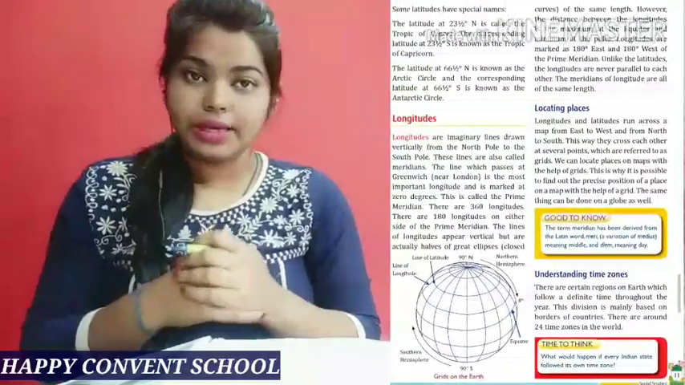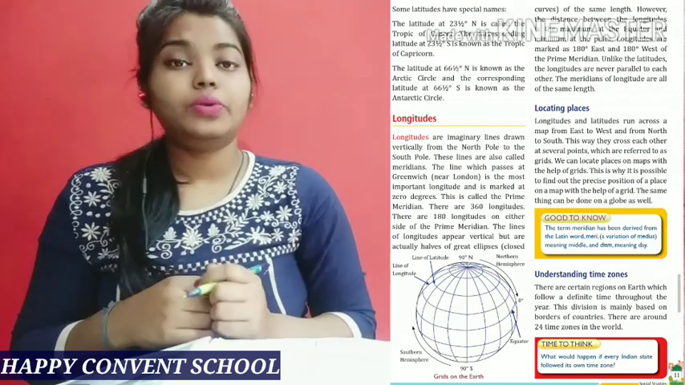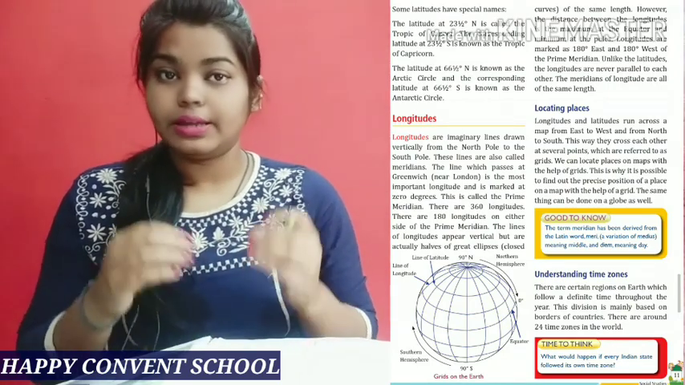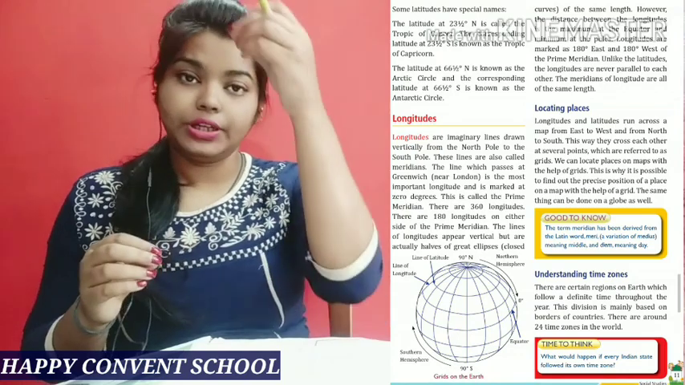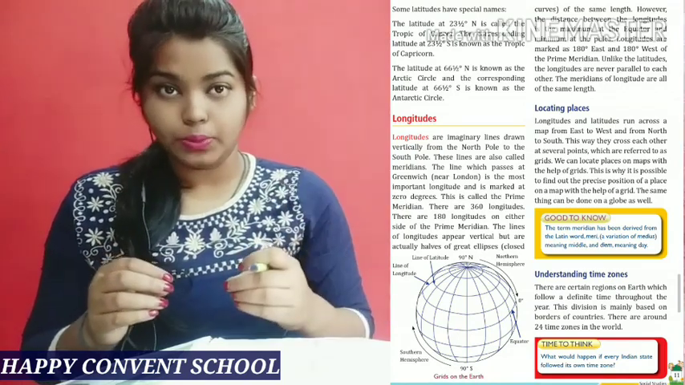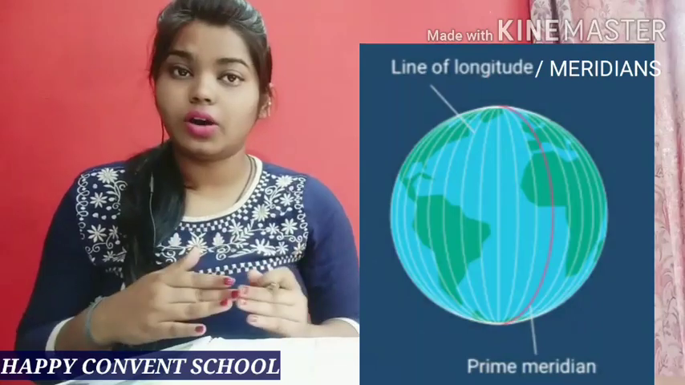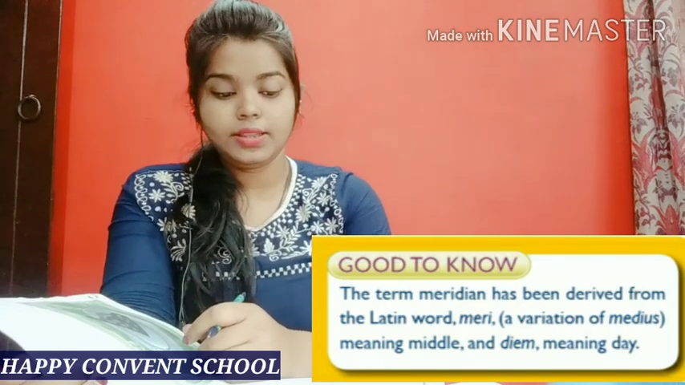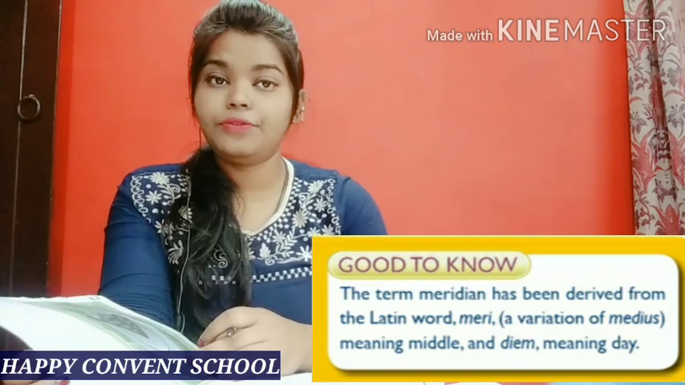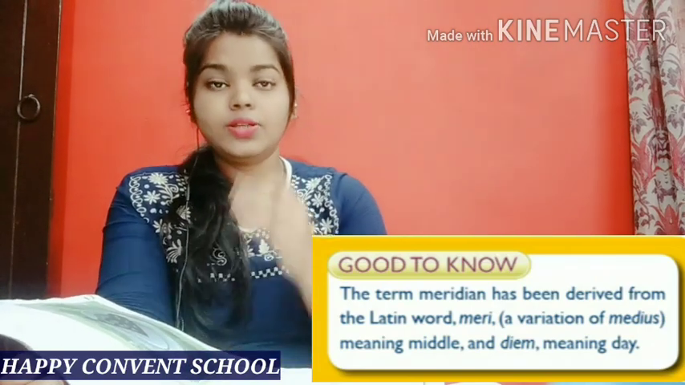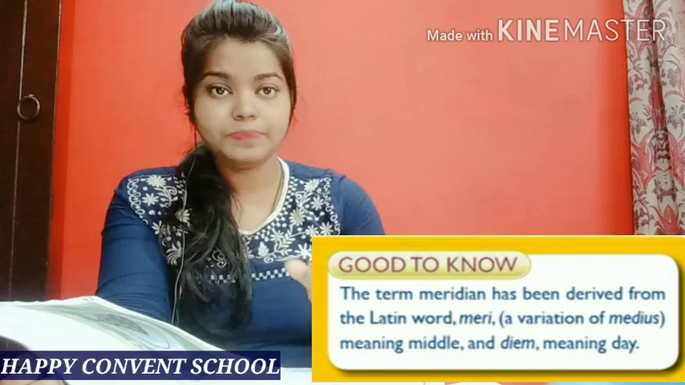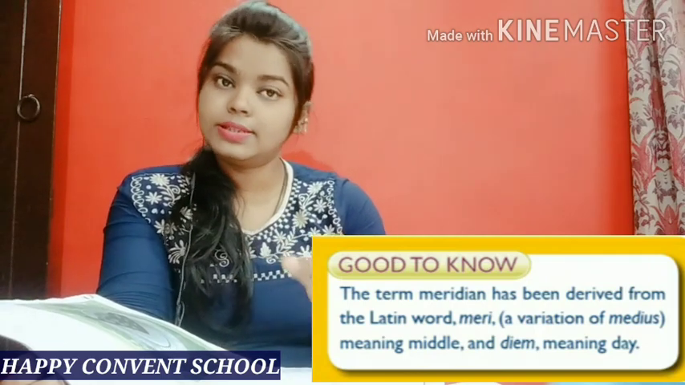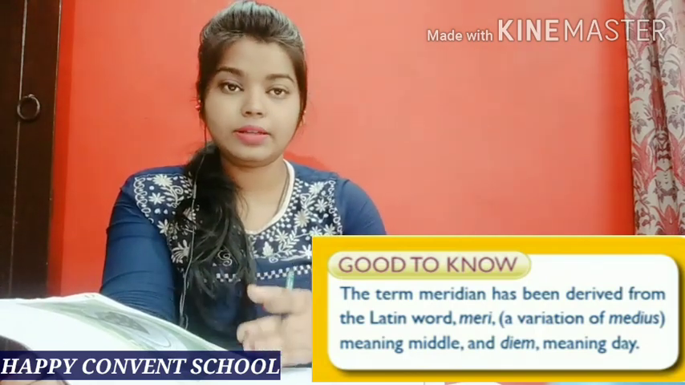Our next topic is longitude. Okay, so longitudes are imaginary lines, means they are not real lines. They are drawn vertically from North Pole to South Pole. Okay, and these lines are also called meridians. So do you know what the word meridian means? The word meridian has been derived from a Latin word. Okay, so meri means middle and diem means day. So the word meridian together means middle day.